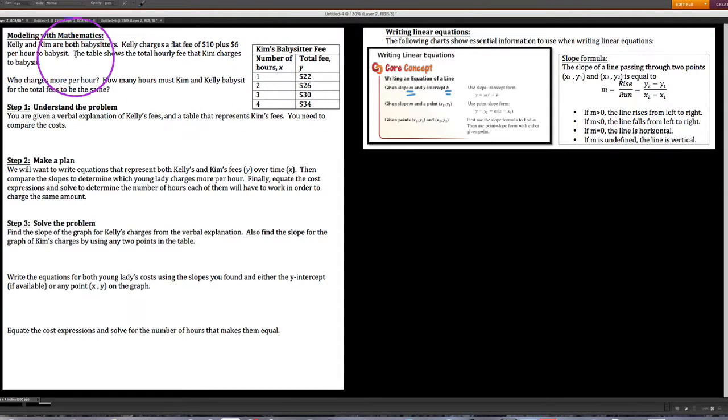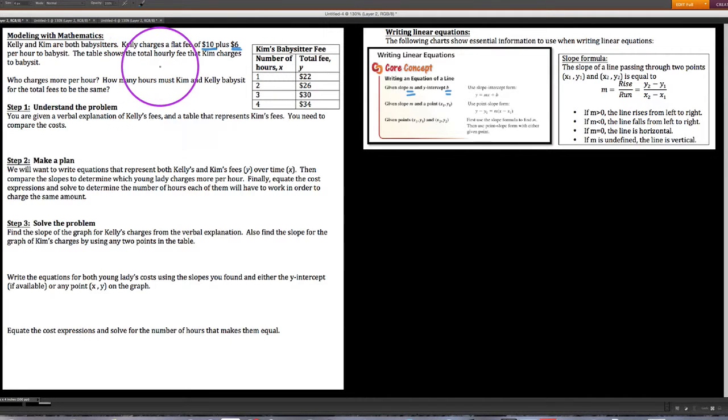So let's take a look at how we might set up a couple of linear equations from a given situation and use what we call point-slope form to do so. Looking at the situation, it says Kelly and Kim are both babysitters, and we're told Kelly charges a flat fee of $10 right off the bat, plus $6 per hour to babysit. So we're given that essential information here.